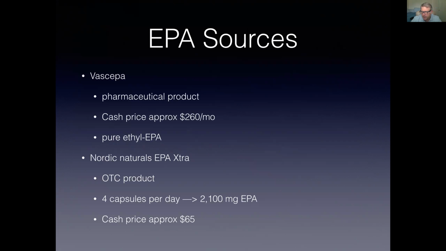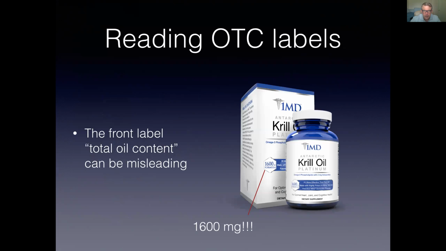The next best thing, as far as I can see, is a product by Nordic Naturals. I have a slide that says I'm not on the payroll of any of these guys. Nordic Naturals, their product EPA Extra, you need only 4 capsules a day to get the required dose, and that's going to cost you about $65 a month.